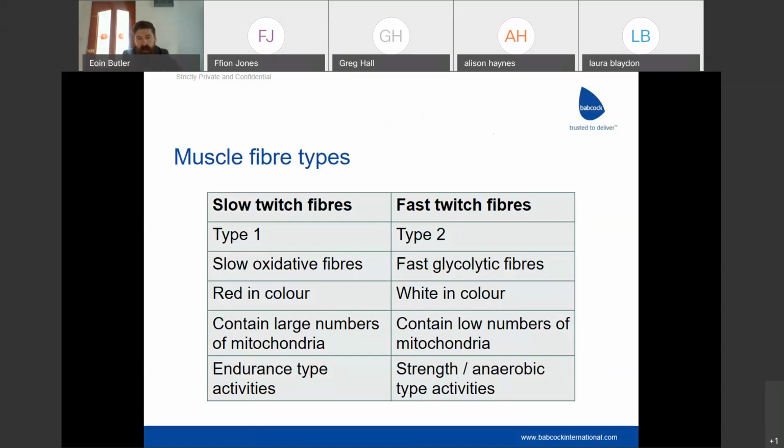Fast twitch fibers, also known as type 2, are fast glycolytic fibers, so they use glycogen quickly. They are white in color, contain low numbers of mitochondria, and are used for strength and anaerobic type activities.